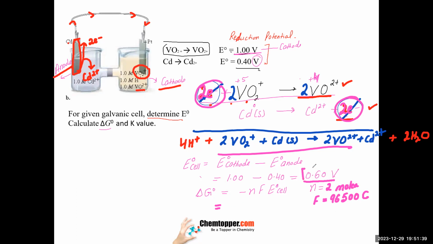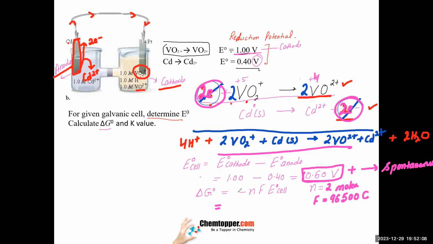E naught cell is negative or positive? It is positive. It means the reaction is spontaneous. E naught cell is positive, so the reaction is spontaneous, right? So delta G will come out to be negative. Let's check whether the delta G is coming out negative.